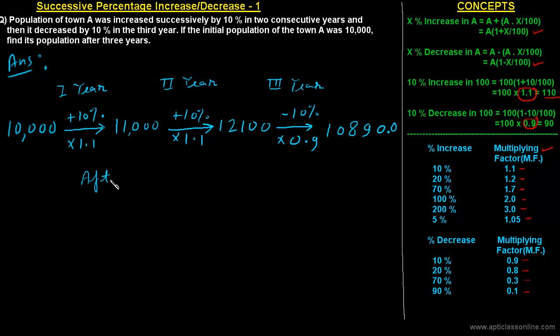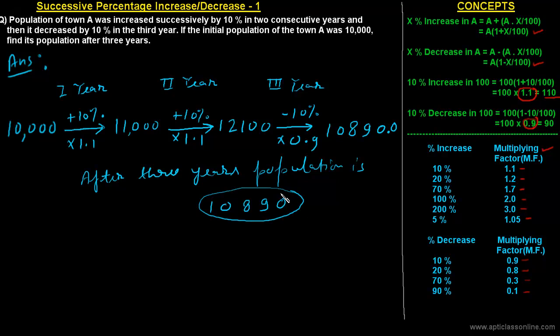So after 3 years, the population of the town is 10890. So that is the answer. We have seen that after applying this multiplying factor, we have found this answer very easily. We will see more examples of this type in the next class.